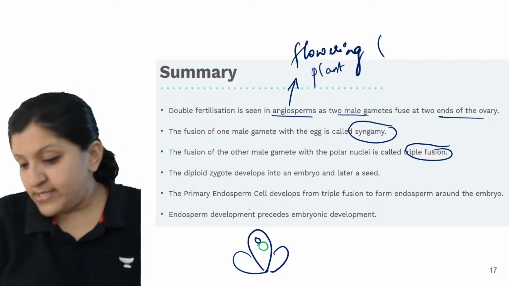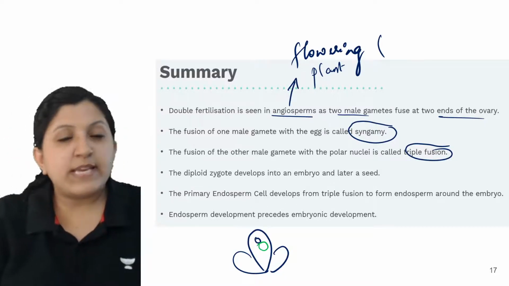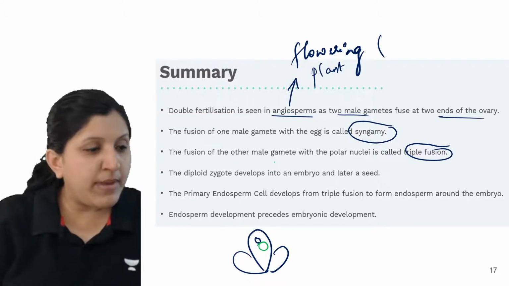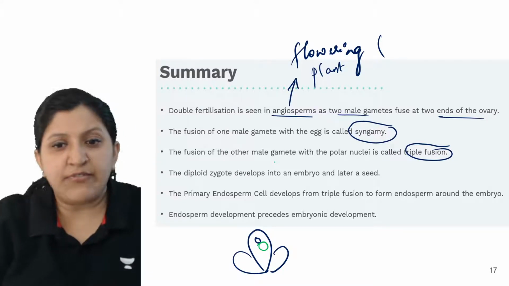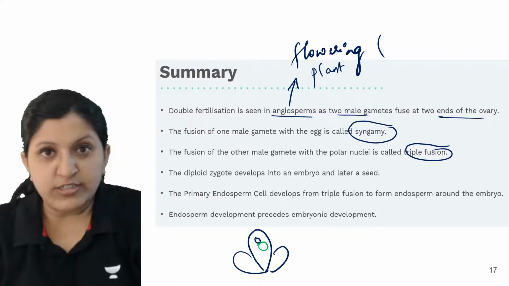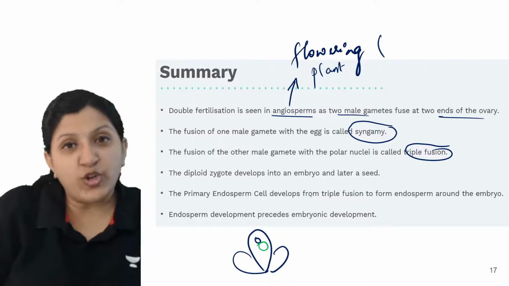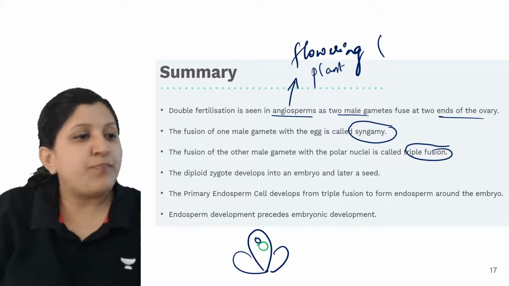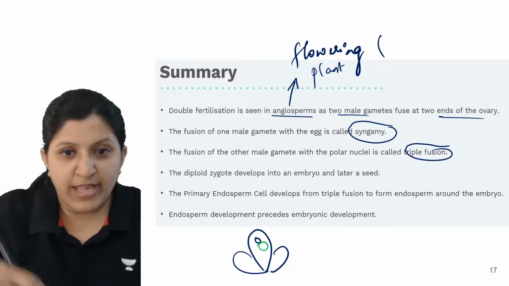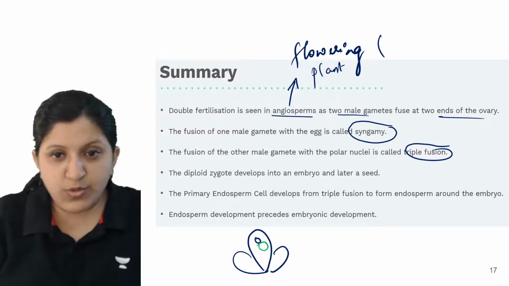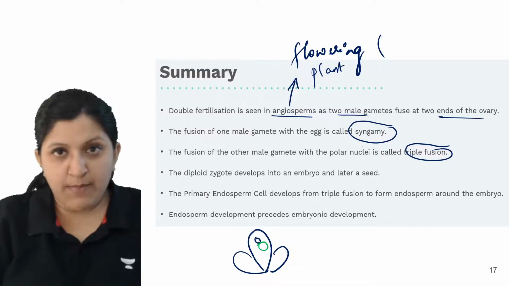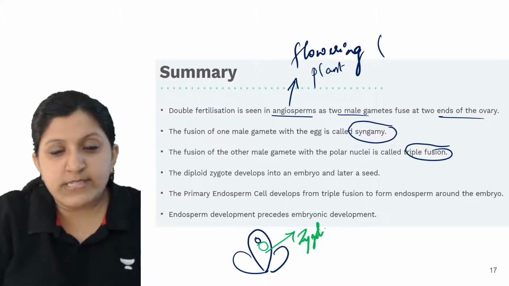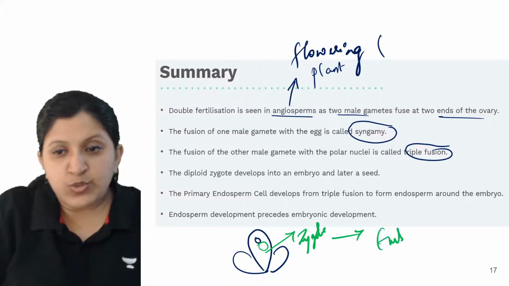As soon as the fusion occurs, there is a flower with petals and sepals. As soon as fertilization occurs, there is development in the ovary, and a lot of changes are going to occur in the ovary. With respect to that, petals and sepals will fall off on their own automatically. Next, the diploid zygote develops into an embryo. So now this is a zygote, and this zygote itself is going to develop into an embryo.